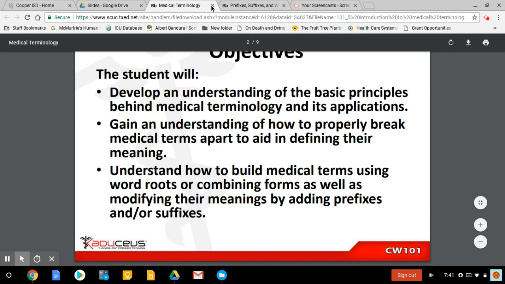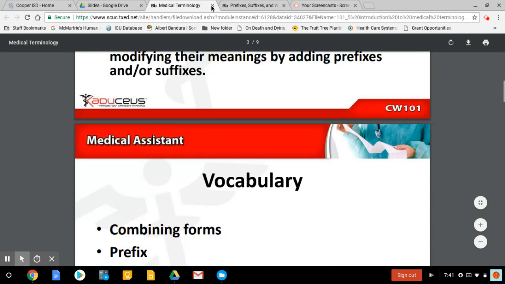That you'll develop an understanding of the basic principles behind medical terminology and their application. So, not just know what the prefixes, suffixes, and word roots are, but know how to combine them together to make words, or know how to break them apart to understand what the word means. That way, even if you're not sure what a word means, if you break it apart, you can kind of tell. And understand how to build terms using word roots and combining them with prefixes and suffixes so that you can have a greater understanding.